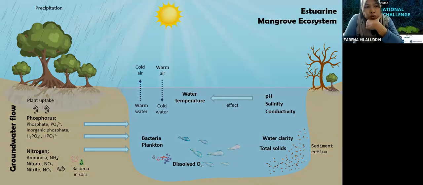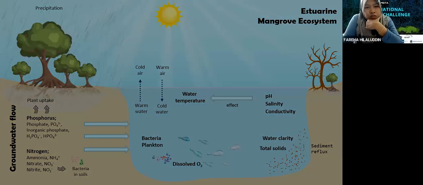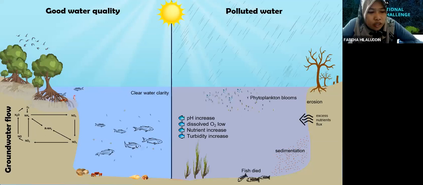So this is the difference between good water quality and polluted water. When there is good water quality, there will be a lot of species, biodiversity, diverse organisms will come, since there are lots of food sources. What happens if water pollution happens? If there are no mangrove trees, there will be erosion. So the erosion will cause the increase of water turbidity and the nutrients also increase.